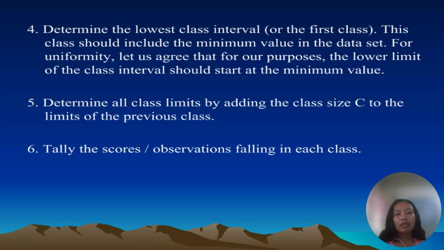Determine the lowest class interval, or the first class. This class should include the minimum value of the data set. For uniformity, let us agree that for our purposes, the lower limit of the first class interval should start at the minimum value. Determine the class limits by adding the class size C to the limits of the previous class. Tally the scores and observations falling in each class.